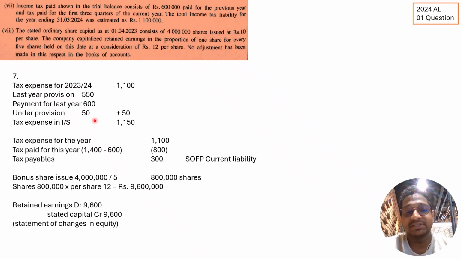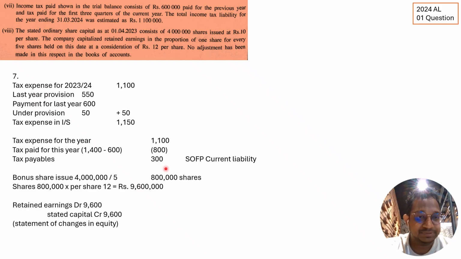And the tax expense in the income statement, you should mention after adding that under provision to the total tax, is 1,150, right? So this is the tax expense that you should mention in the income statement. But the total tax liability for the year is 1,100, and you already paid 800 for this year's first 3 quarters, and the remaining amount is the tax payable that you should mention in SFP current liabilities.